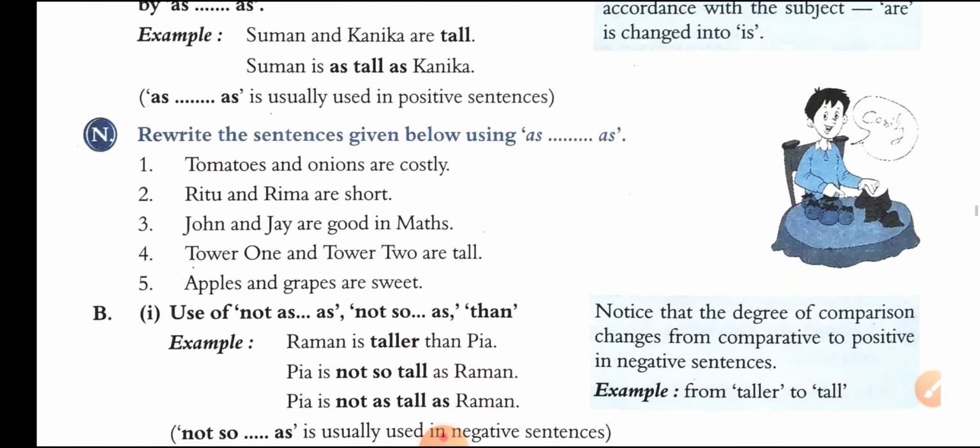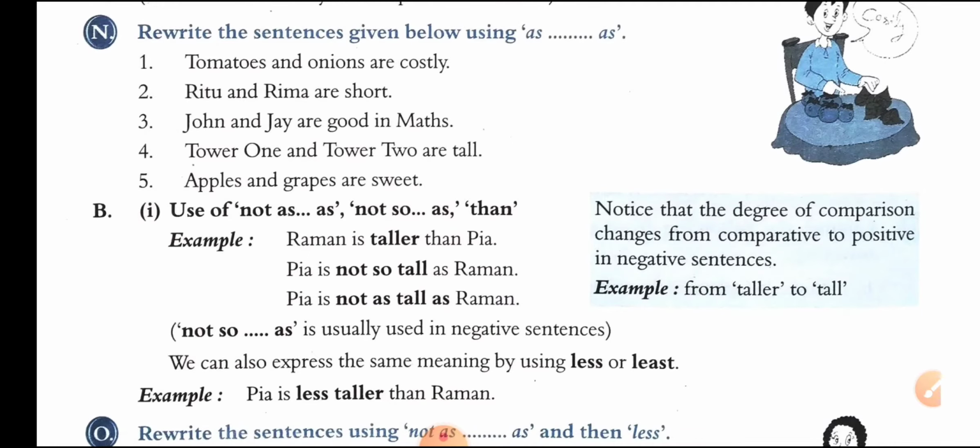Now open your exercise N, page number 25. Once again I am telling, rewrite the sentences given below by using as and as pattern. So you have to keep always in mind, whenever you will do as and as, you have to use positive degree. Tomatoes and onions are costly. So what is the answer here? Tomatoes and onions are being compared here. So tomatoes are as costly as onions, because costly is the positive degree.